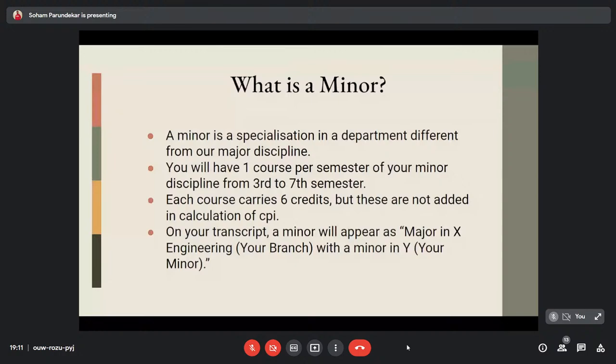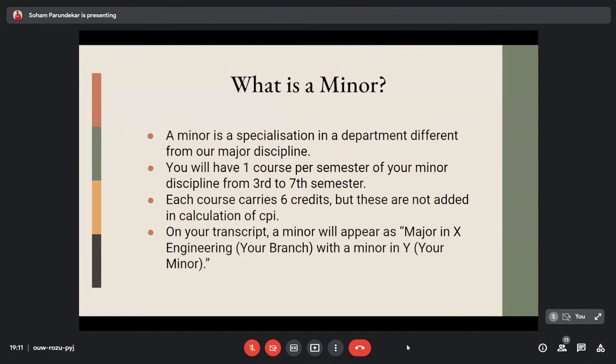You will have one additional course per semester if you take a minor discipline, which will run from third semester to seventh semester. Each course will carry 6 credits, but the good thing is these will not be added in the calculation of your CPI, so you don't have to worry much about the grades, but it is always good to have a good grade, right? And on your transcript, it will appear as major in X engineering, which is your branch, with a minor in Y engineering, which will be your minor.